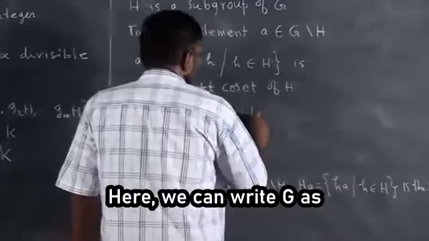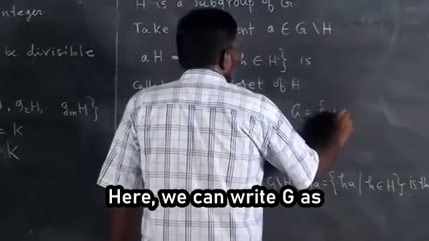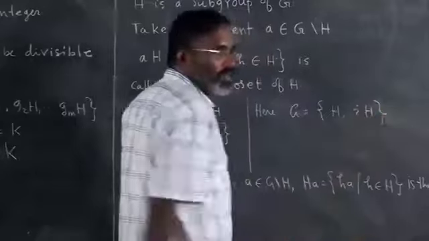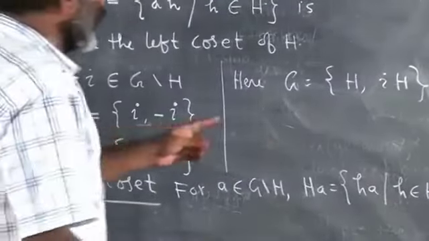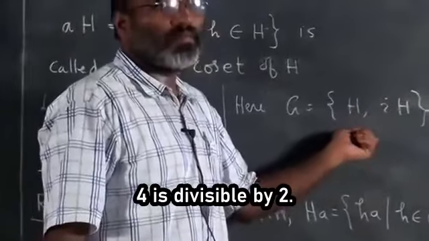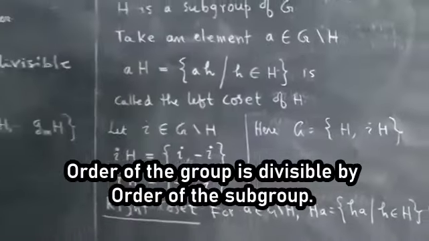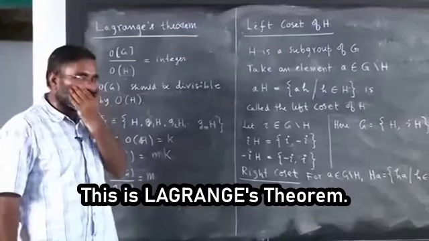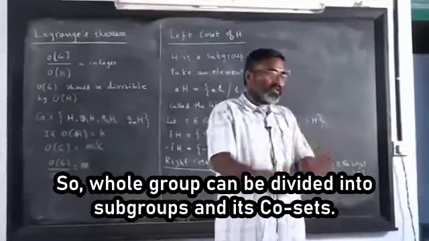Here, we can write G as H and i times H. Minus i times H also gives the same thing. Okay, H and i times H. So, I have 2 cosets. The total is 4. So, 4 is divisible by 2. Okay. The order of the group is divisible by the order of the subgroup. This is called Lagrange's theorem. So, the whole group can be divided into a subgroup and its cosets.